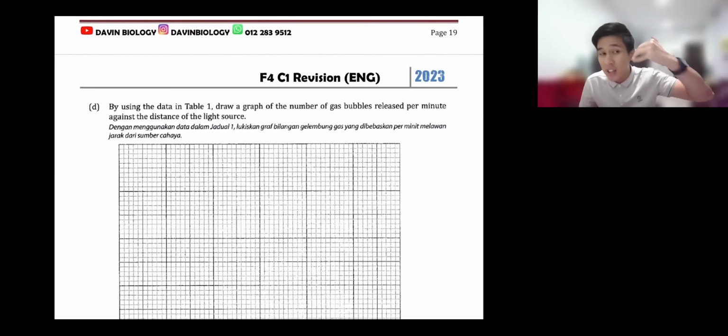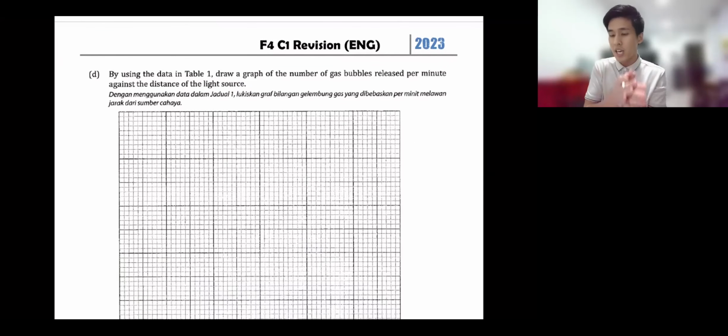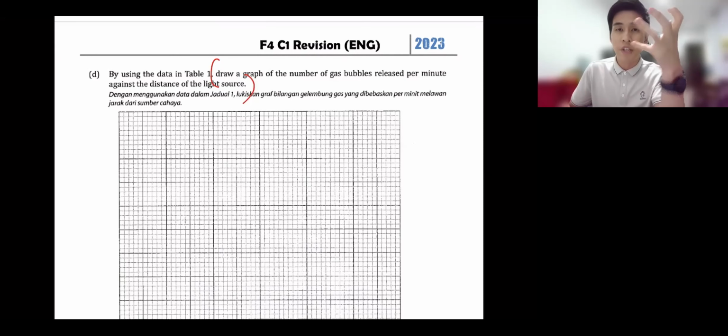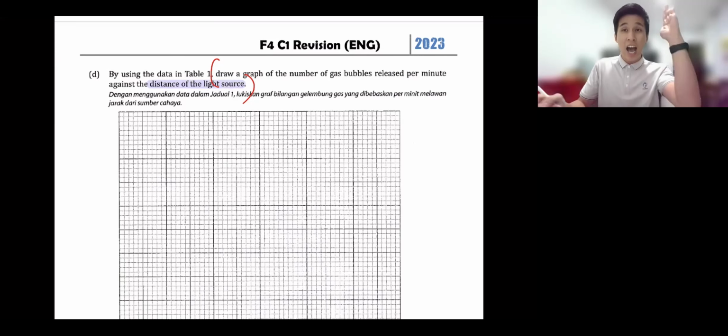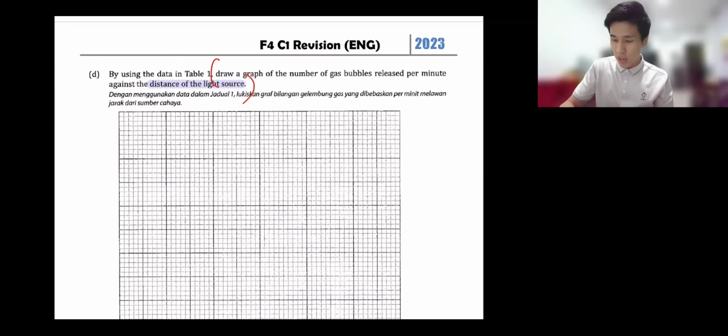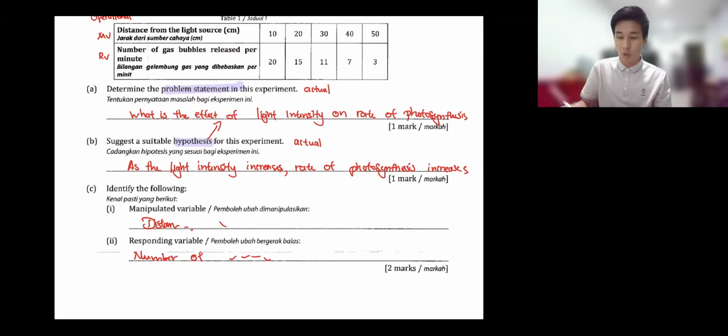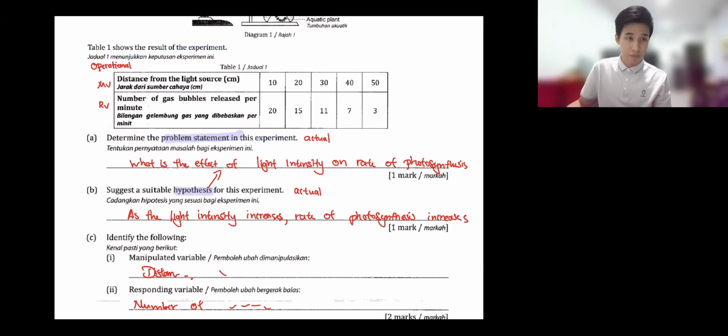So exactly like we did just now, the title of the graph, right? So can you guys, last one, tell me x-axis is which one? What do you write for x-axis? I know MV, so which one is the distance of light source? Yes, RV against MV, right? So this is your MV, x-axis. And then number of gas bubbles released per minute is your RV, is the y-axis. Okay, so you can see, drawing the graph is after you carry out the experiment already. So we use the experiment variables.